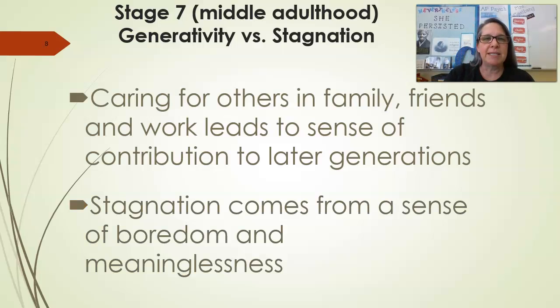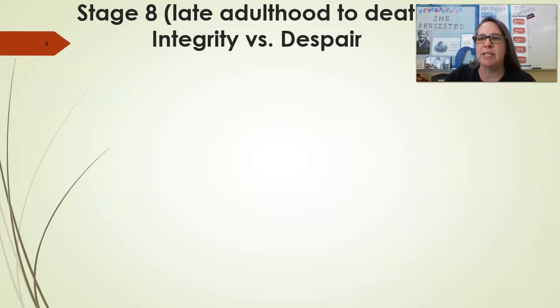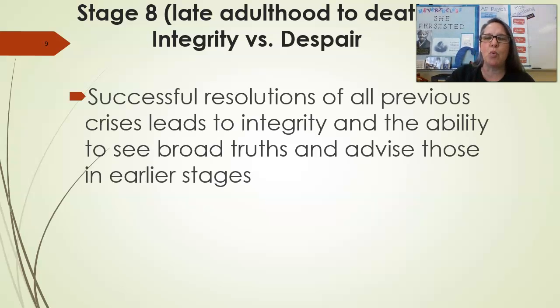And then the last stage is late adulthood to death, so 60s and beyond. The last stage is integrity versus despair. So at this point in your life, you're looking back on everything that you've done with your life. And if you have successfully resolved all of those previous stages, all of those previous crises, then that leads to the sense of integrity, that I have done the right things in my life. You can see these broad truths, and you can advise the younger generations, right?